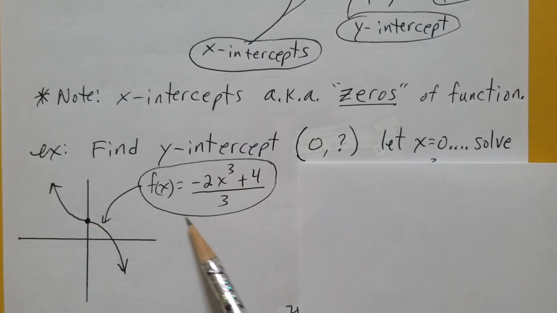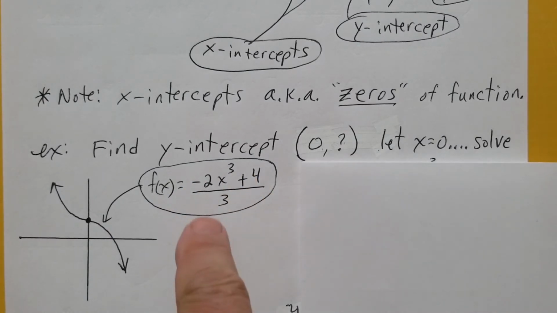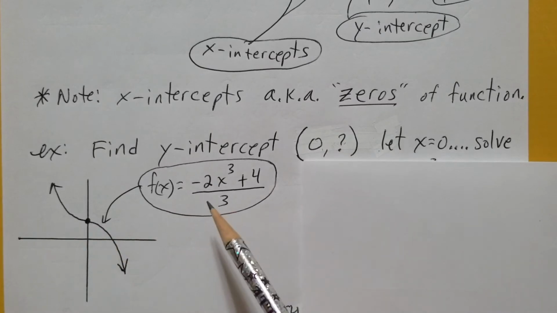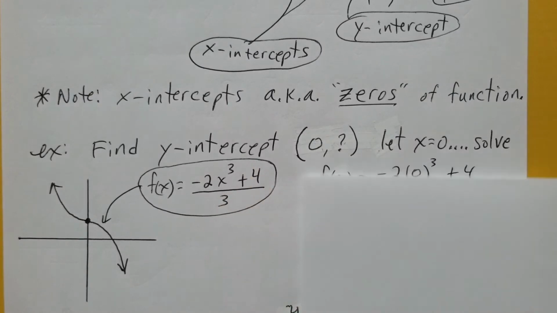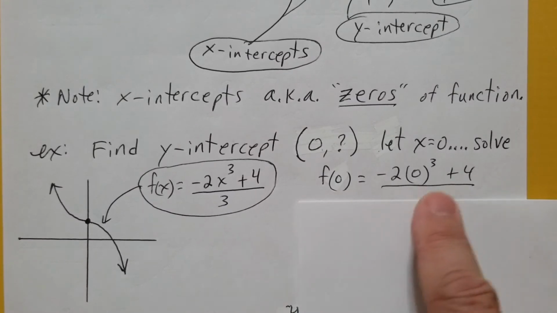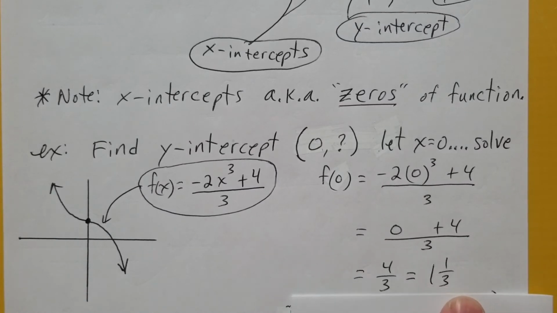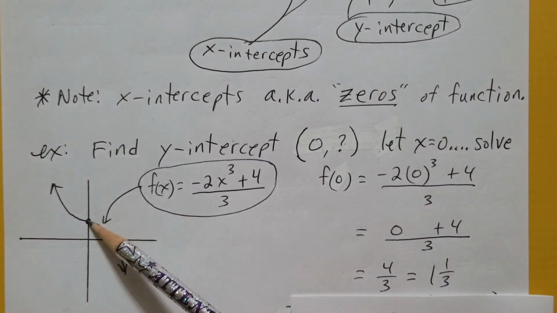But since we have the function in algebraic form, we can work on this and find out what the exact value of y is here. How do you do that? Well, simply let x equal 0. Just plug in 0. Let x equal 0 and solve it. So we're really looking for f of 0. You put in the 0 there. I'm doing this quick. You solve it, and you get 4 over 3, which equals 1 1/3. There you go. I got it. This y-intercept is at 1 1/3 up.